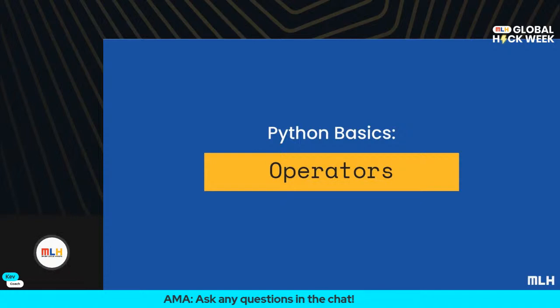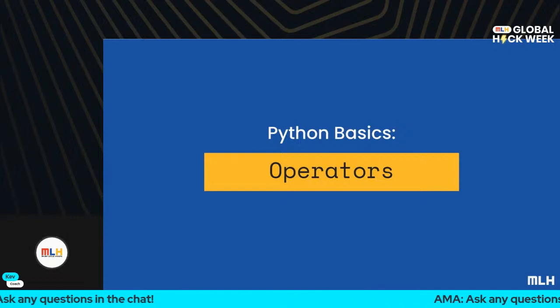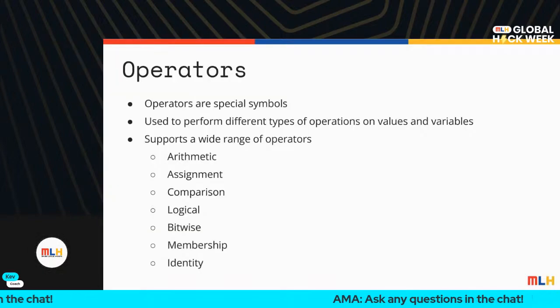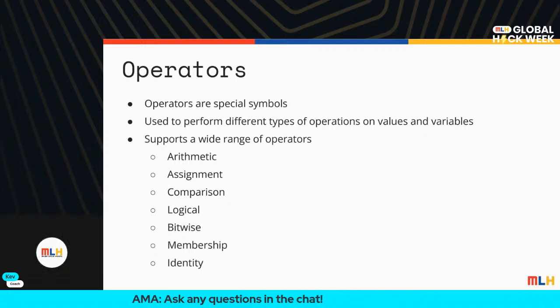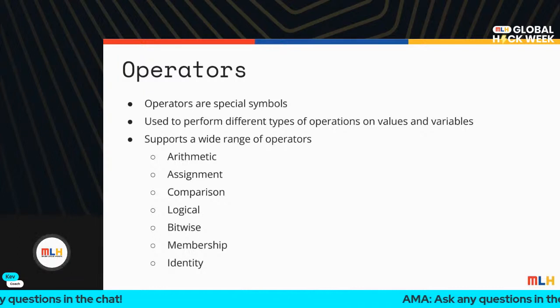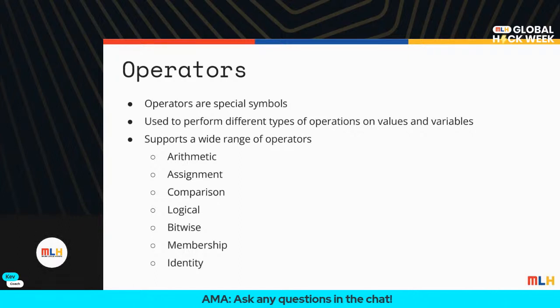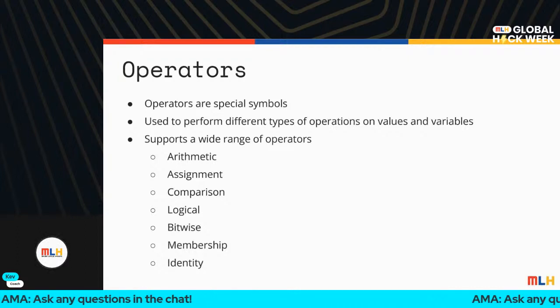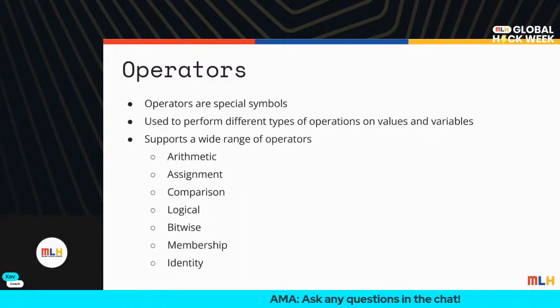Okay, here's the new stuff, where we're going to pick up things that we did not discuss. We talked about a lot of the basics. Now we're just going to cover the idea of operators. So what are operators? Operators are essentially special symbols used to perform different types of operations on values and variables. You can use operators on the values themselves, and you can use operators between variables. One of the key things here is that operators are great, but they are type defined. Essentially you cannot perform all operations on all data types.